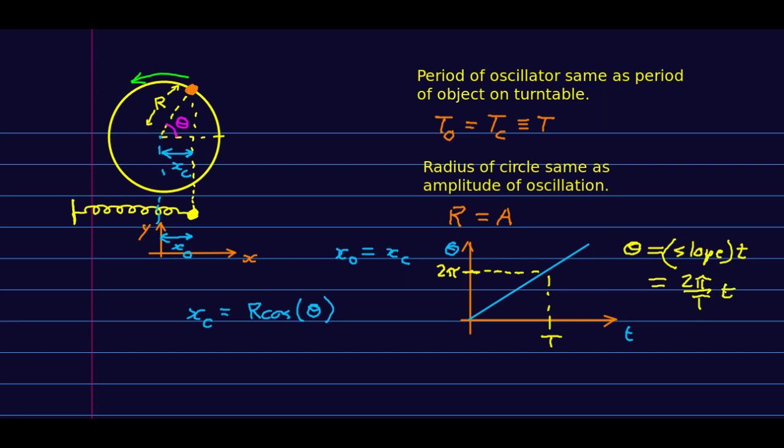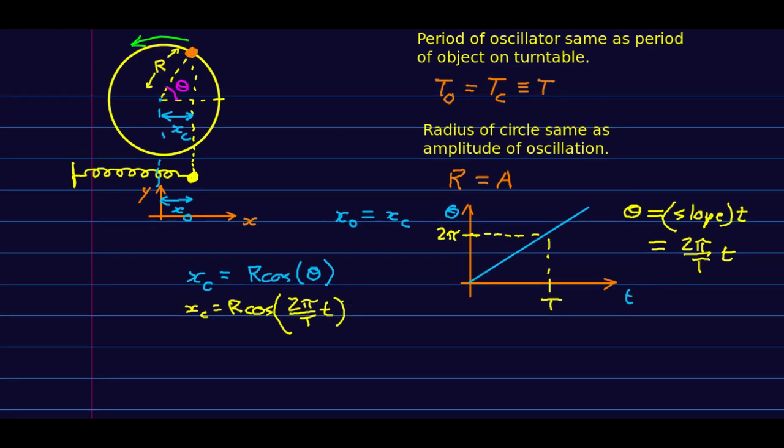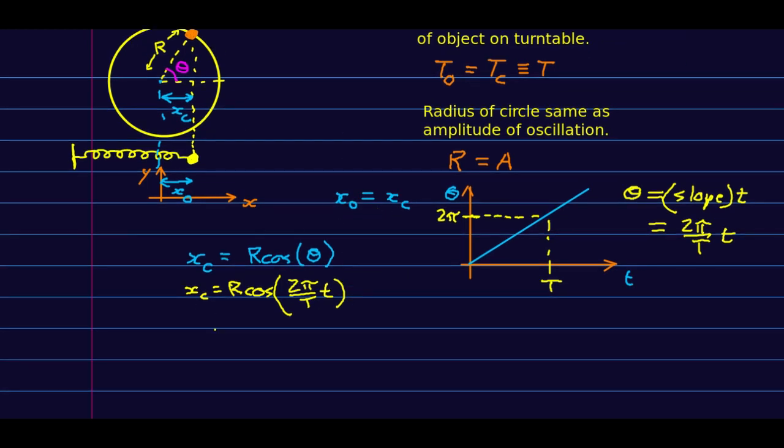And so there we have it. Theta just goes like this. And so that is our XC. It is R cosine 2 pi over the period times t. And we know that that's the same as XO.